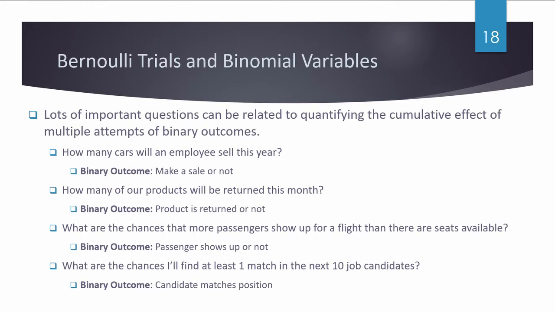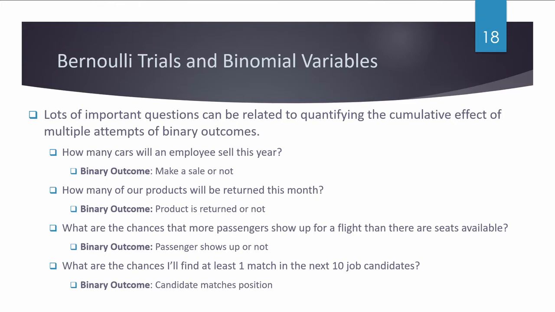Similarly, I could take a look at this next one and say, how many of our products will be returned this month? Well, either a product is returned by a customer or it is not. That is a Bernoulli random variable. The statement about how many is a probability statement that we're going to think about in terms of a binomial random variable. What are the chances that more passengers show up for a flight than there are seats available? The binary outcome here is a passenger either shows up for their reservation or they do not. Then we're going to ask a question about the cumulative number of people who show up out of the number of tickets that were sold.